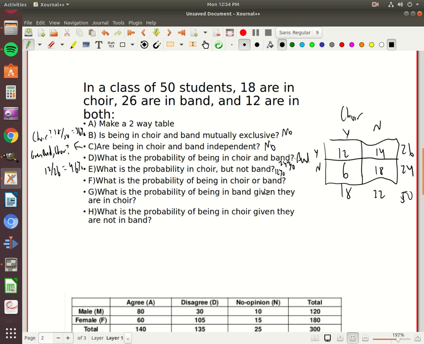What's the probability of being choir or band? So we can add this up, 12 plus 6 plus 14. So it's going to be 32 out of 50 or 64%. Or what you could do is 18 plus 26 is 44 minus these 12 is 32, and 32 out of 50 is 64%. What's the probability of being in band given that they are in choir? So they're in choir, there's a 12 and 18 chance, or a 66% chance that they would be.